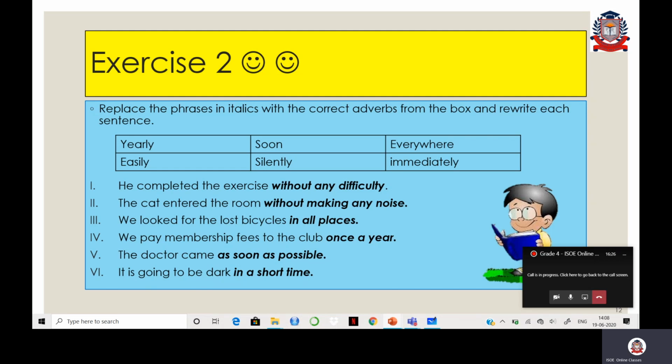Sixth is it is going to be dark in a short time. How? That means very soon. So the answer is it is going to be dark soon.